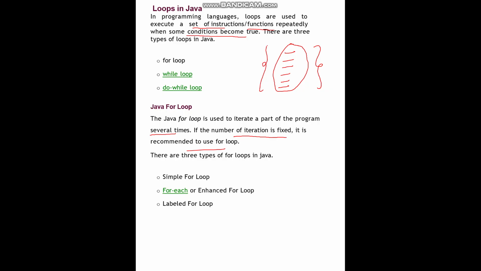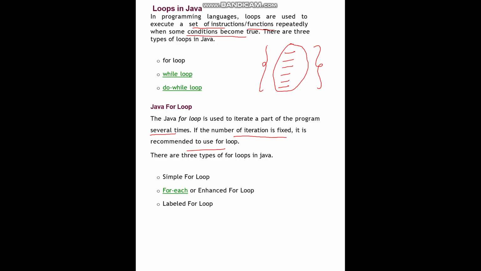Next, there are three types of for loops in Java. The first one is the simple for loop. The second one is the for each or enhanced for loop, and the third one is the labeled for loop.